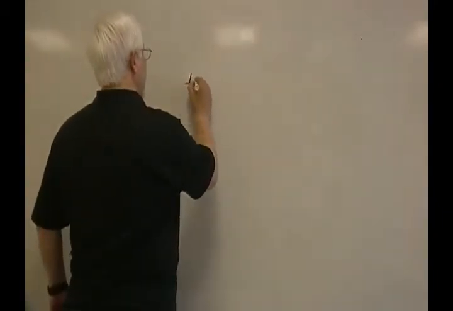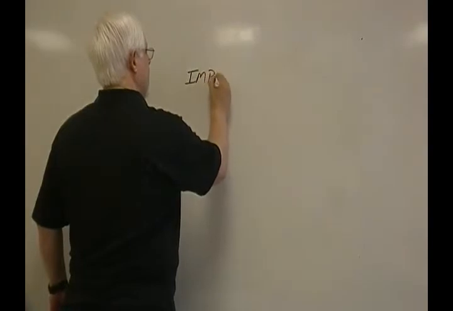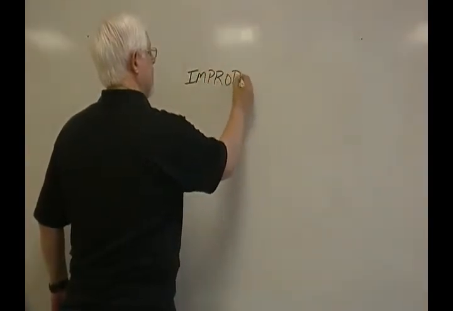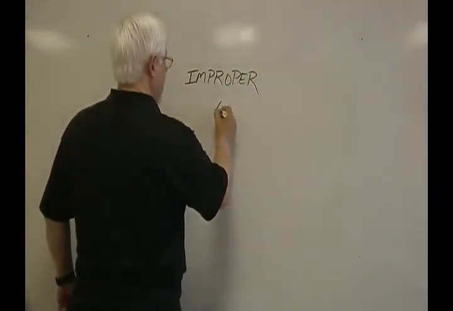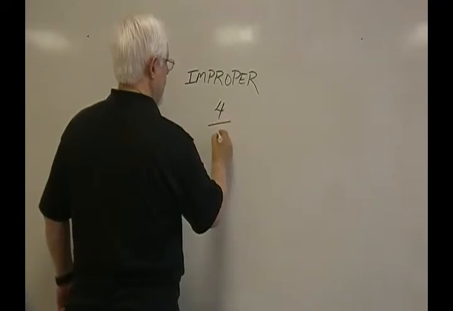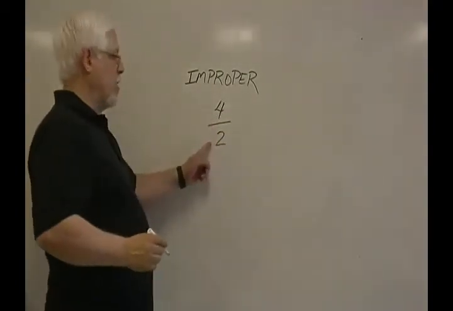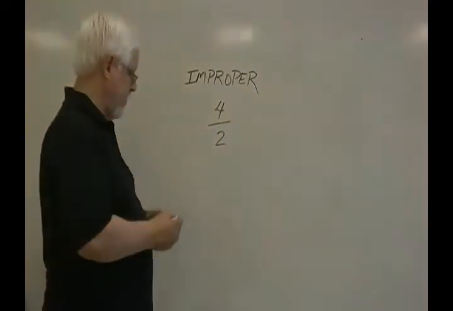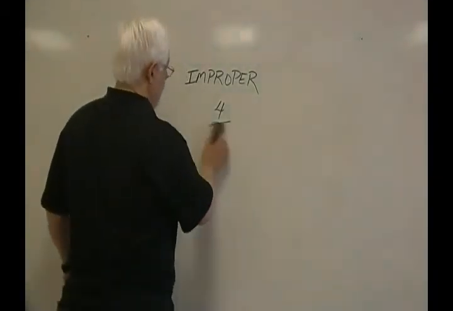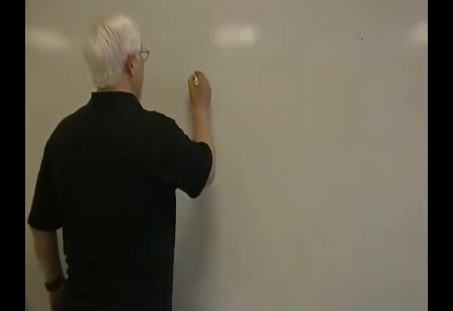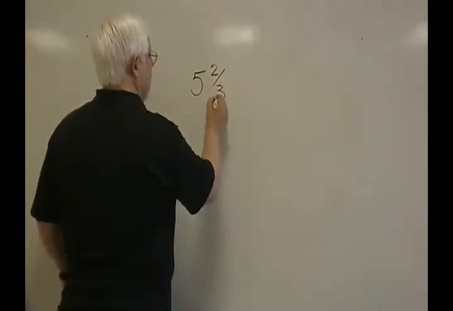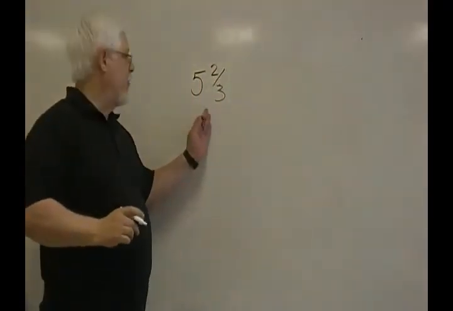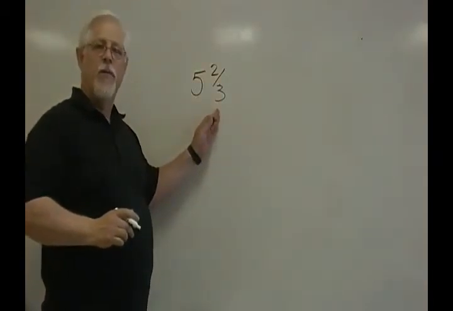In an improper fraction, the numerator is larger than the denominator. Now, what is a mixed number? A mixed number is a whole number combined with a fraction. For example, 5 2/3 is a mixed number.